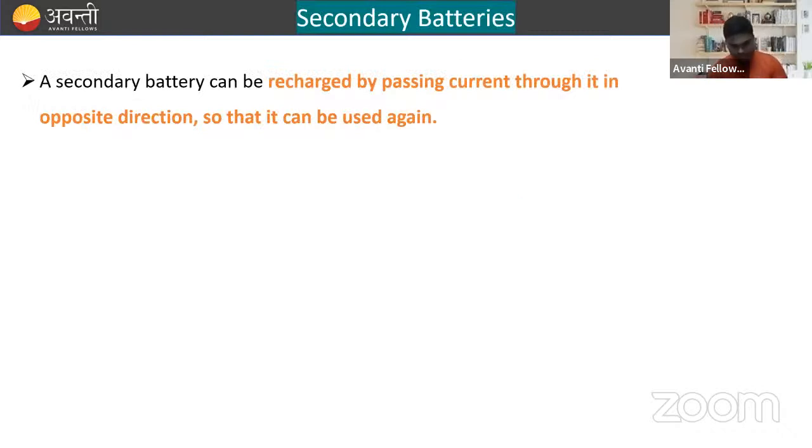So now, what is a secondary battery? What do you mean by the term secondary battery? Basically, a secondary battery can be recharged by passing current through it in the opposite direction so that it can be used again. So a secondary battery can be used again and again.